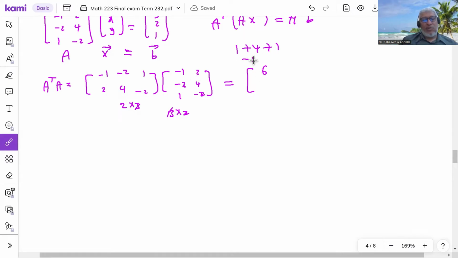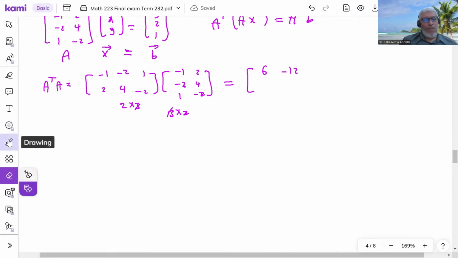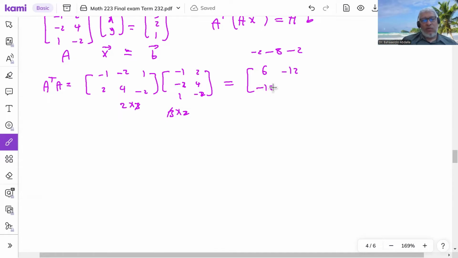Negative 1 times 2, negative 2 times 4, 1 times negative 2. So 2, 8, 10, negative 12. 2 times negative 1, 4 times negative 2, negative 2, negative 12. We know that the product should be a symmetric matrix, so these two numbers should be equal. Finally, 2 times 2, 4 times 4, negative 2 times negative 2, so 24.